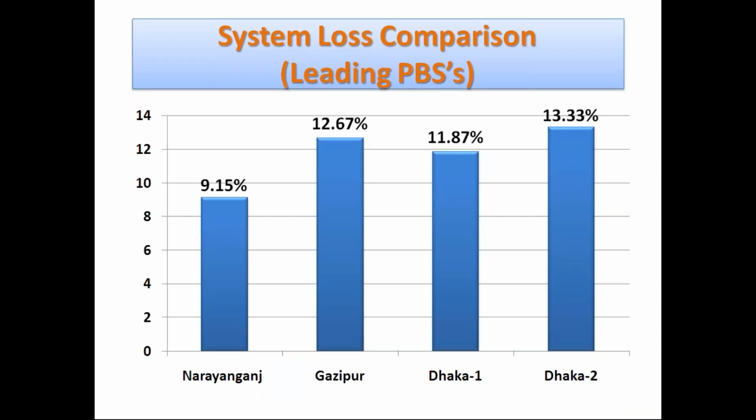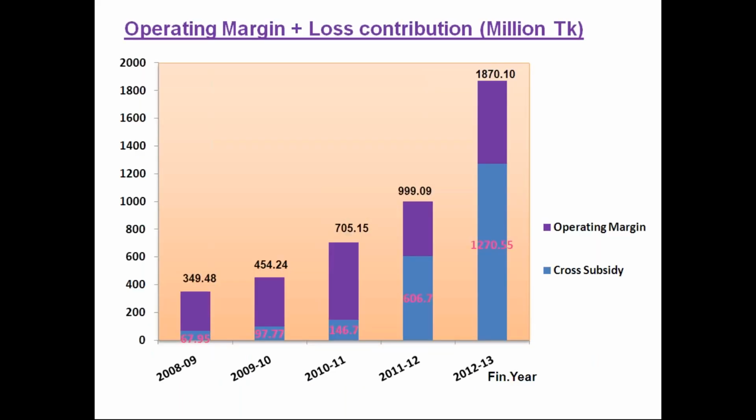It was found that we had a massive saving of 1.1 million kilowatt hours if only 1% system loss is reduced, which is equal to US$0.73 million or Bangladesh taka 60.8 million. So this is a massive saving.